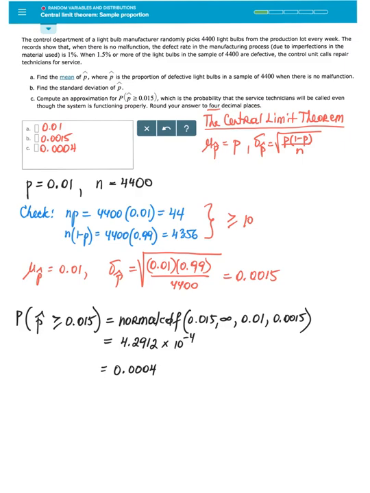In this video, we will learn how to apply the central limit theorem to sample proportion.